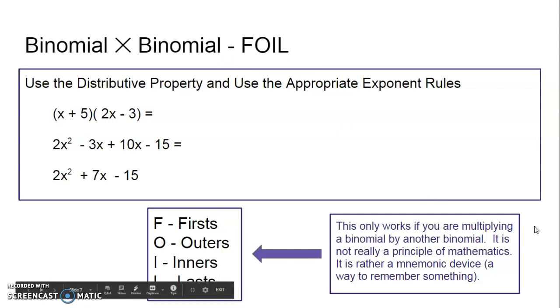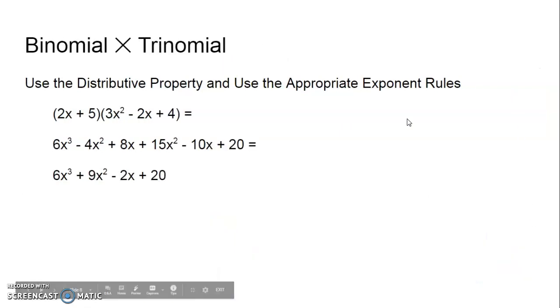Let's take a look at the next one here. So this is a binomial times a trinomial. Same, okay, use the distributive property. All right, so you're going to distribute 2x to each of these, and then 5 to each of these, then combine like terms. So you can see when I distributed the 2x, I got 6x cubed minus 4x squared plus 8x. Then when I distributed the 5, I got 15x squared minus 10x plus 20.